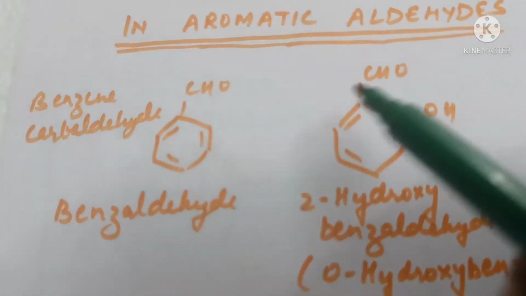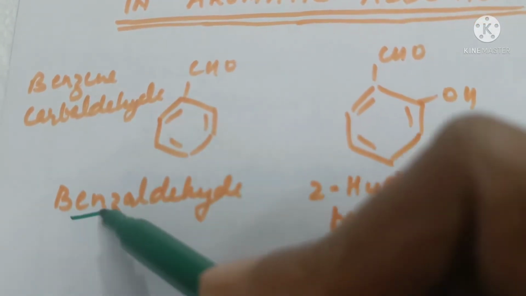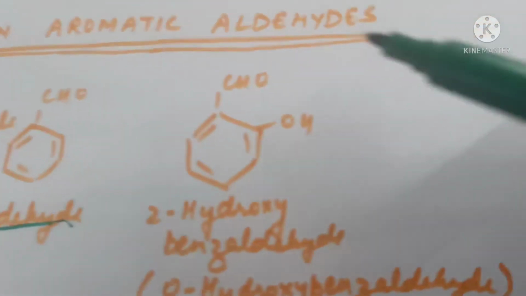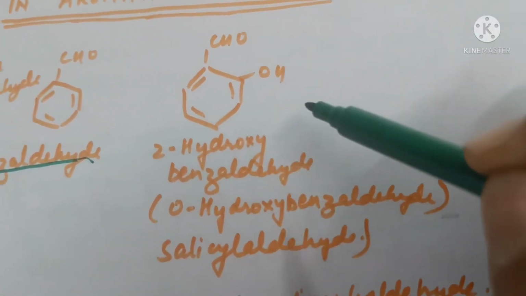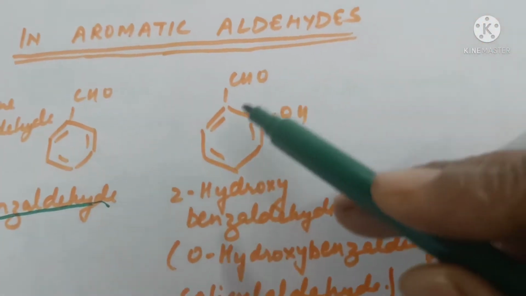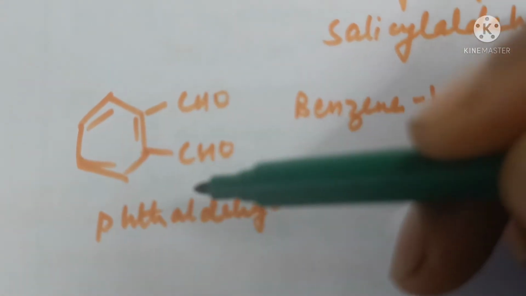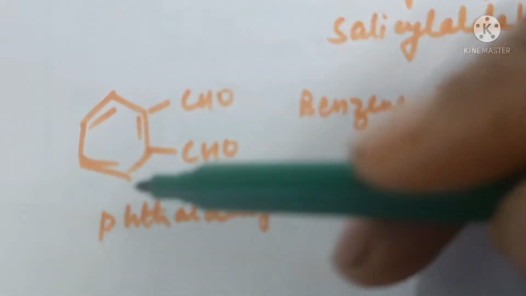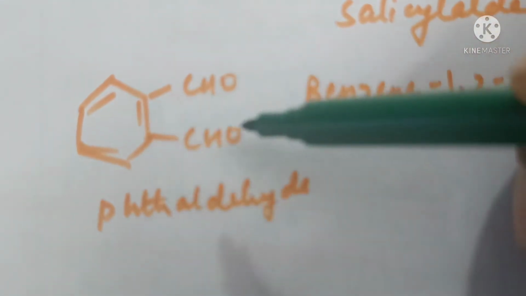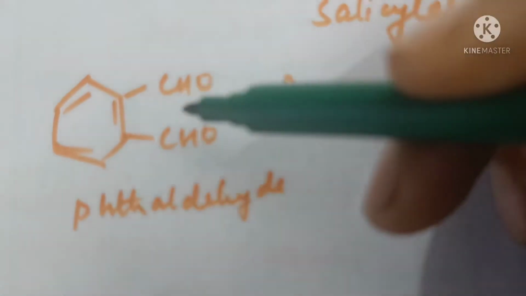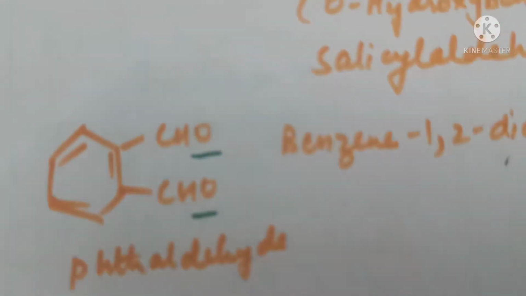In aromatic aldehydes, this compound will be called benzene carbaldehyde, but to simplify, the word benzaldehyde has been accepted. This is 2-hydroxy benzaldehyde. In the common system, ortho-hydroxybenzaldehyde or salicylaldehyde is also the name given to this compound. This is called phthalaldehyde because a compound C6H4 with two COOH groups at ortho positions is called phthalic acid. So correspondingly, the aldehydic compound will be called phthalaldehyde.